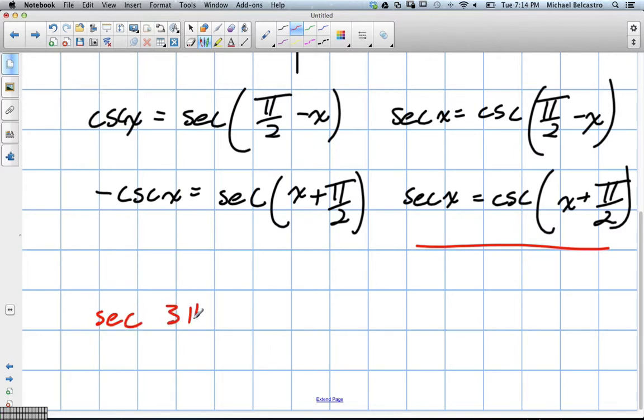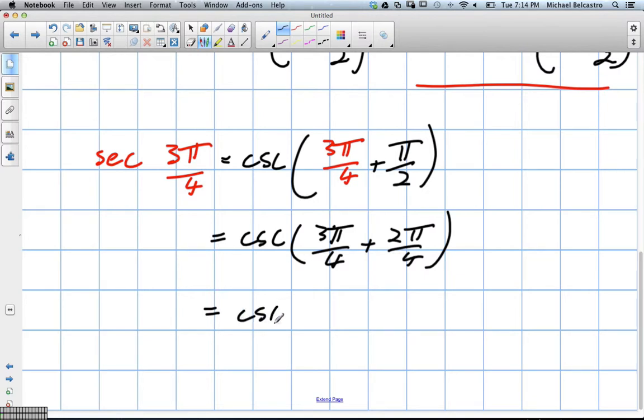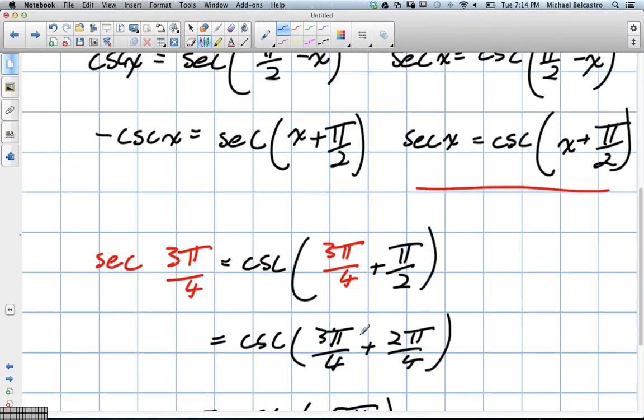Secant, and it's 3 pi over 4, correct? Is equal to cosecant 3 pi over 4 plus pi over 2. So with that being said, we take our cosecant, and we're left with 3 pi over 4 plus pi over 2, which is 5 pi over 4. So we're left with cosecant 5 pi over 4.